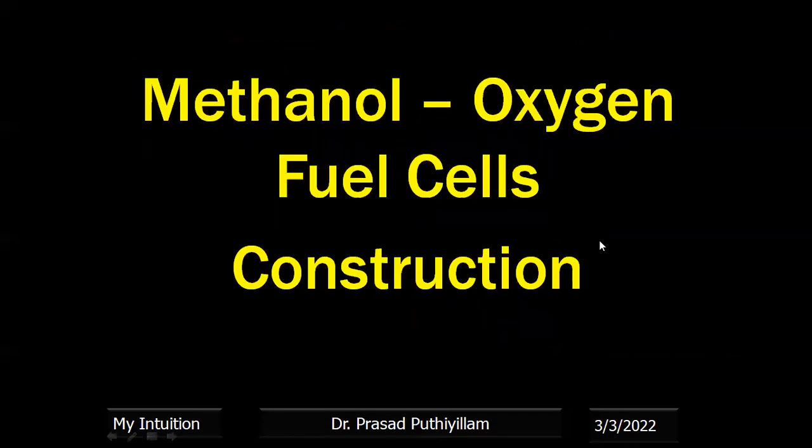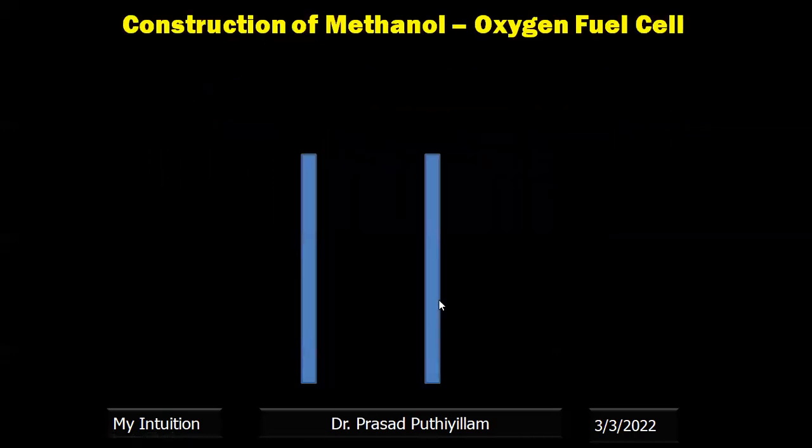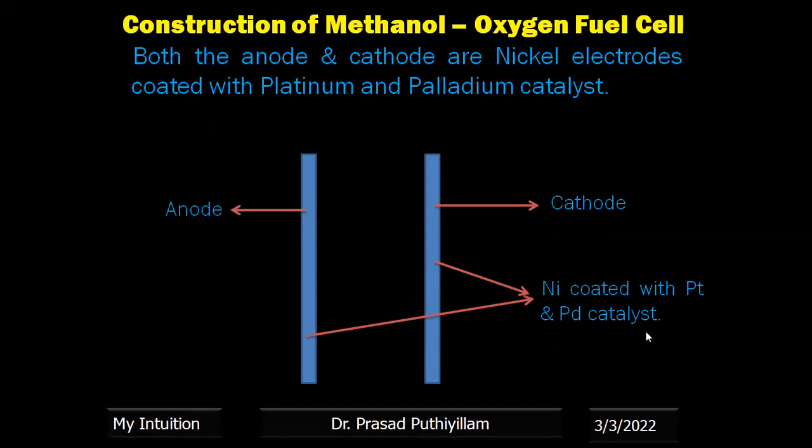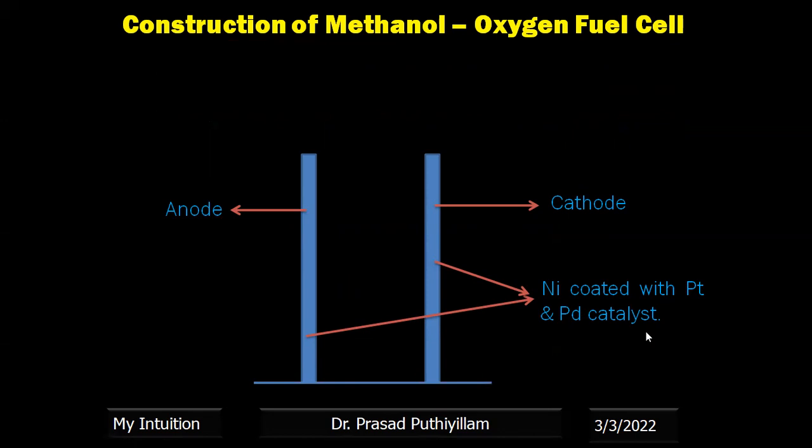Now the second one, that is the methanol oxygen fuel cell, its construction. Now, the methanol oxygen fuel cell also consists of two electrodes. One acts as anode, the other one acts as cathode. Both these two electrodes are nickel coated with platinum and palladium catalyst. Nickel metal with the coating of platinum or palladium catalyst. Now, these are further constructed into a chamber through which CH3OH methanol is passed, the chamber containing the anode. We call it the anode chamber.